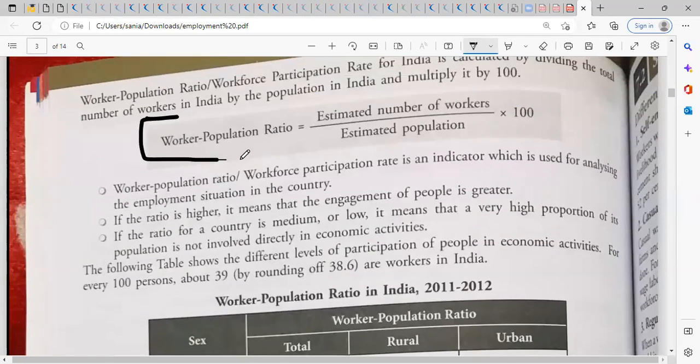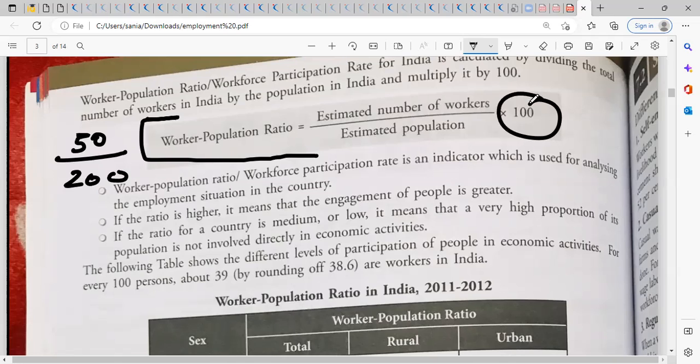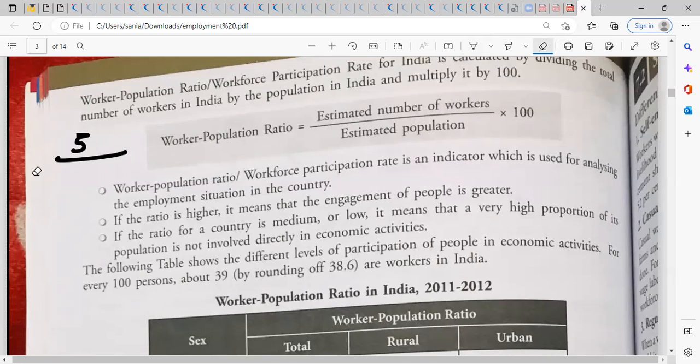The formula for the work participation ratio is the estimated number of workers, the actual people who were working, which is 50, divided by the total or estimated population, which is 200, multiplied by 100. So you get the work population ratio. This is the formula, and you also know the definition. Clear?